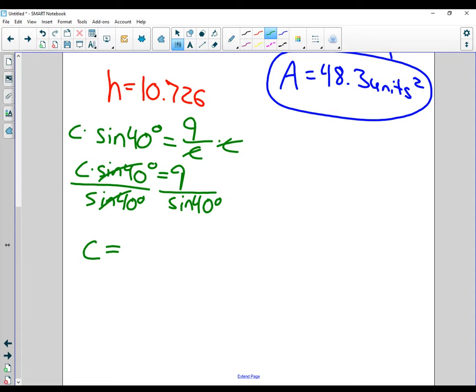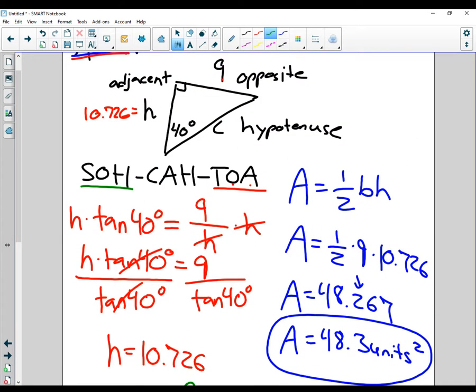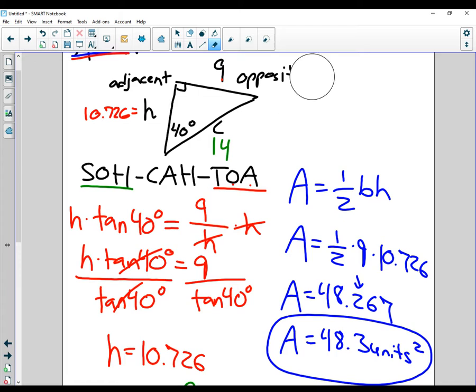And if we do 9 divided by the sine of 40, we get 14.0. So here we get the hypotenuse is 14. So the perimeter, I'm going to erase these over here. The perimeter is just going to add all these up. So 9 plus 14 plus 10.726.